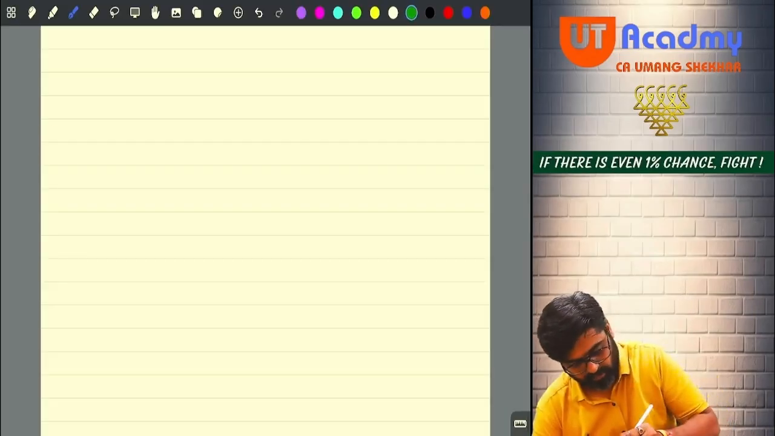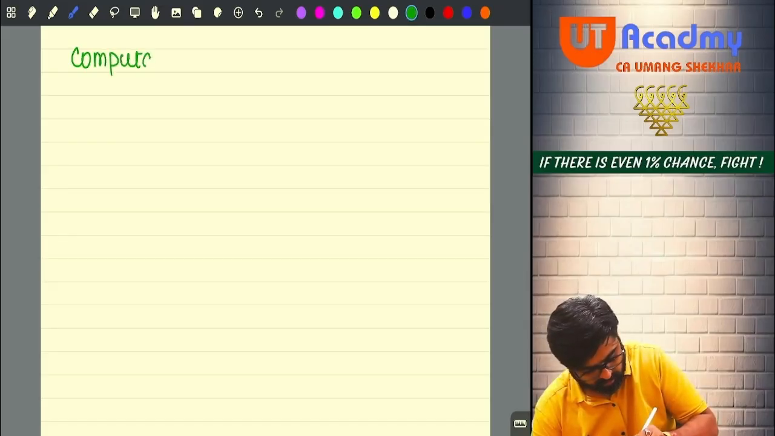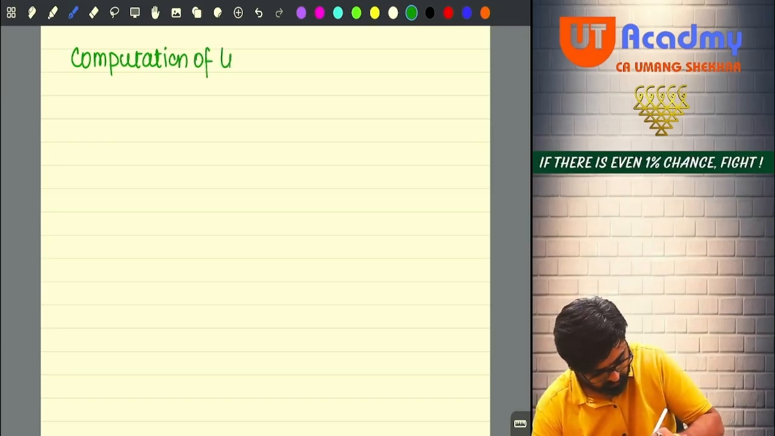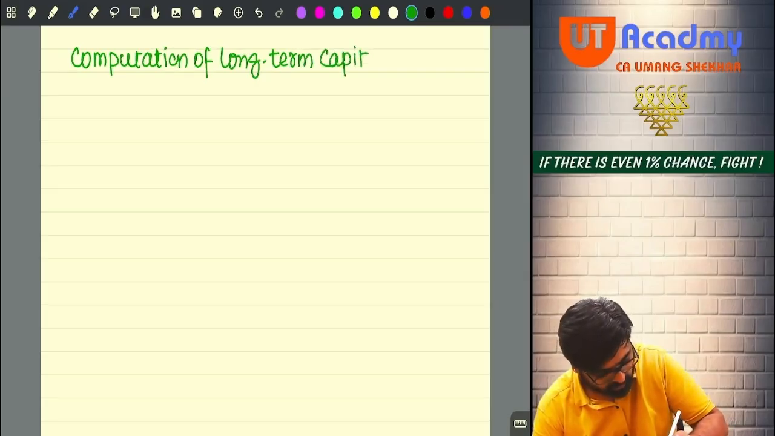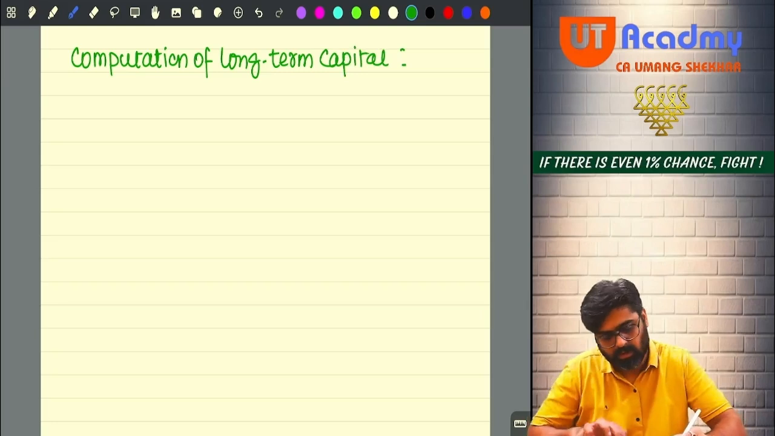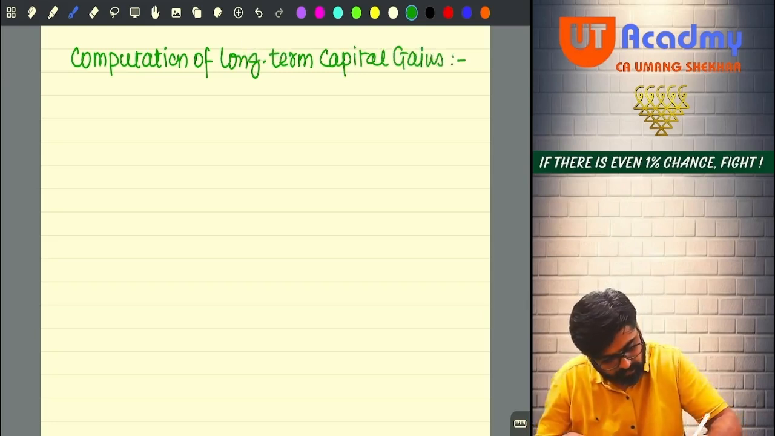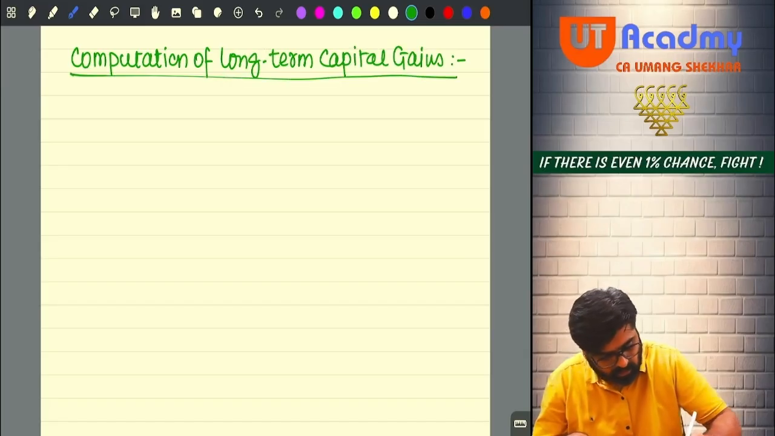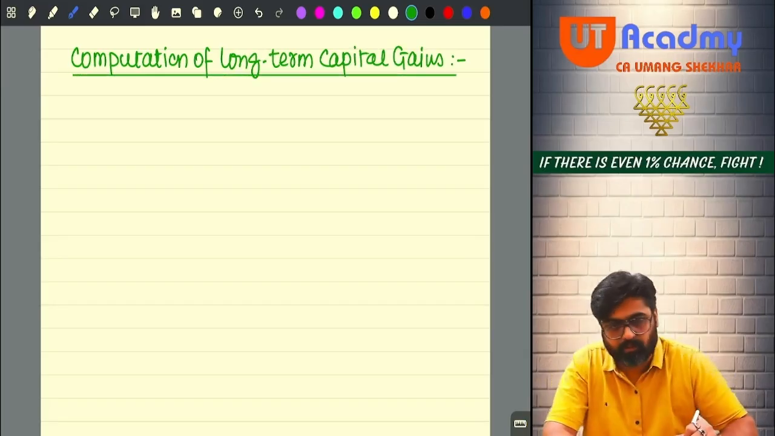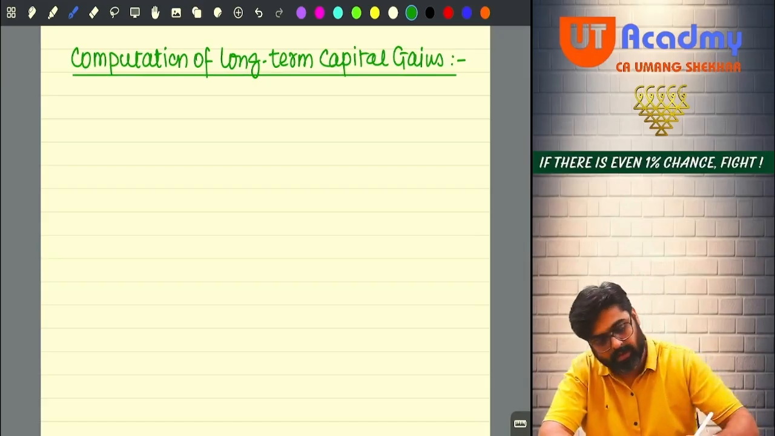So, computation of long-term capital gains. For this, I will make working note number 1. Yes or no? Why long-term? I will make working note 1. If you solve the question in this manner, you will get full marks. Don't worry about it. Okay.